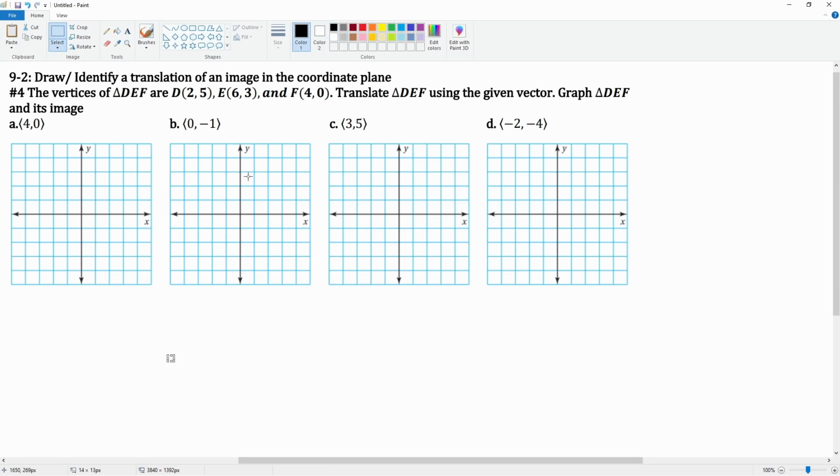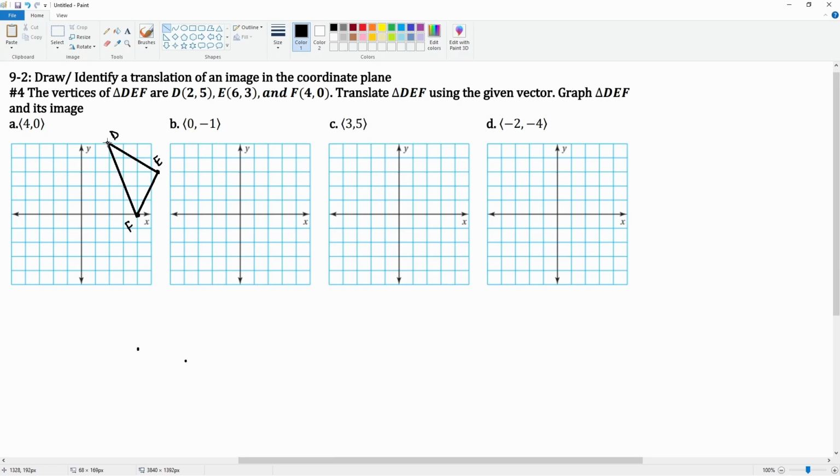The original image: D is at (2, 5), so it's 1, 2, 3, 4, 5. Okay, this is letter D. Then E is at (6, 3): 1, 2, 3, 4, 5, 6, then 1, 2, 3. Then we have (4, 0), so it's 1, 2, 3, 4. Sorry, this is F, and this is E. Now I'm going to connect it. So this is my pre-image.